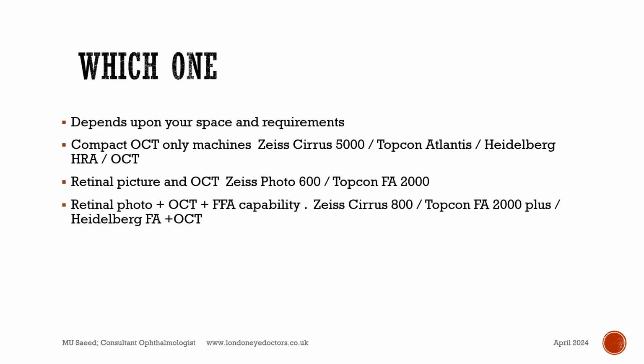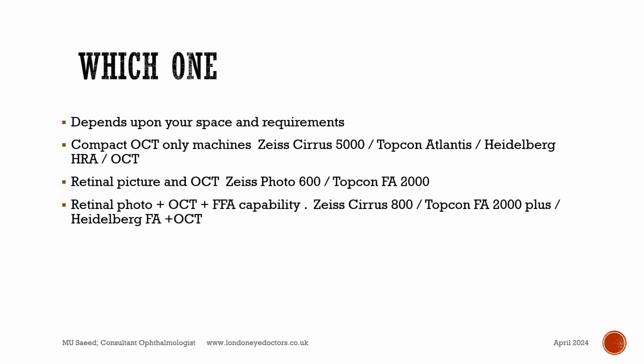Depending on where you are, you might encounter different types of OCTs. They could be a Zeiss Cirrus 500, a Topcon Atlantis, a Heidelberg OCT. They are OCTs that combine a retinal picture and an OCT scan. Examples are the Zeiss Photo 600 or a Topcon FA 2000.